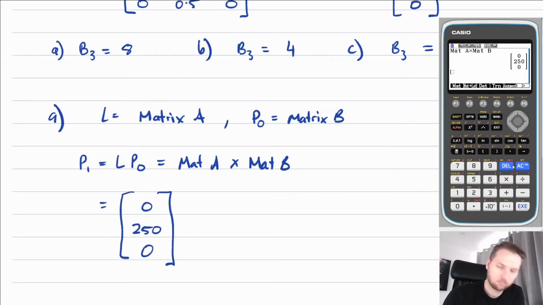Which makes sense, right? 25% of the babies move on to the second age range.